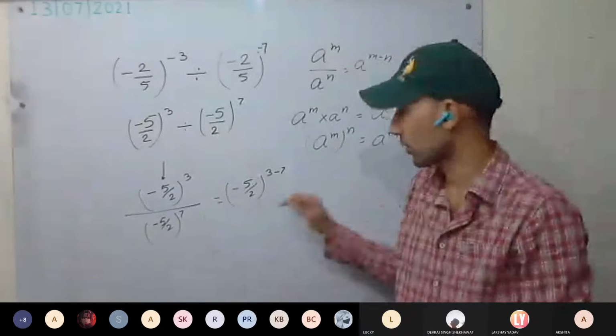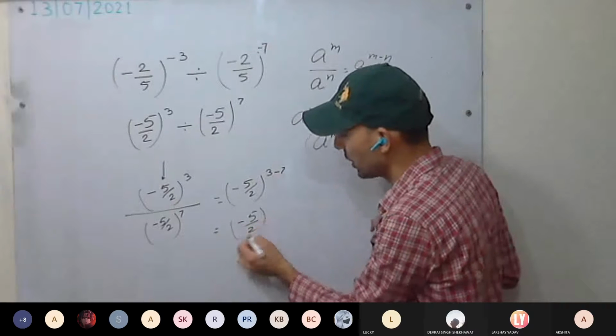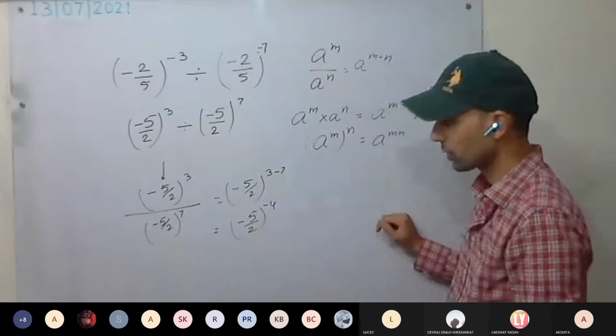Okay, this is fine. Now it will be (minus 5/2) raised to power minus 4. Yes or no?